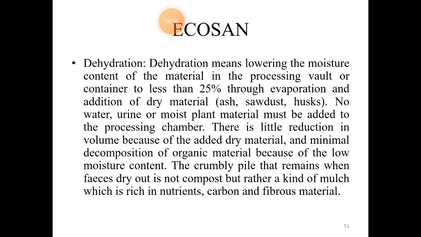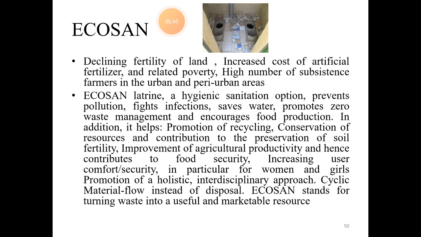In ecosan, the latrines are first constructed in ecological fields, that is open fields, with two compartments of commodes. Let us consider them as A and B for our convenience. Students, here in the picture at the top, you can find two commodes, A and B.